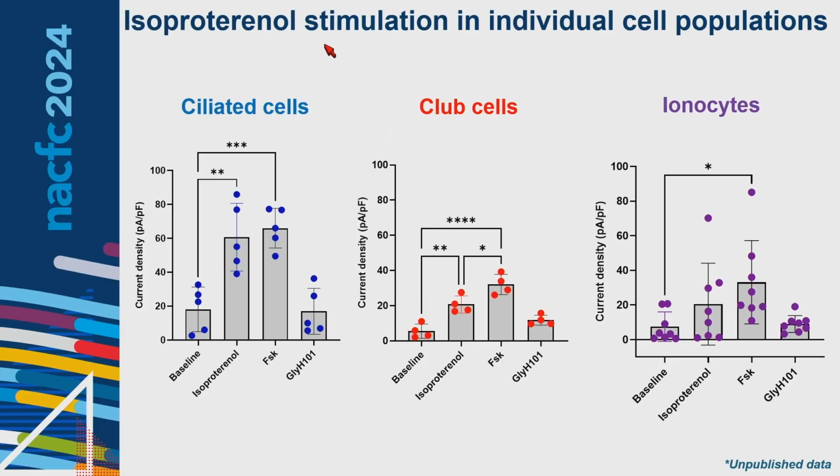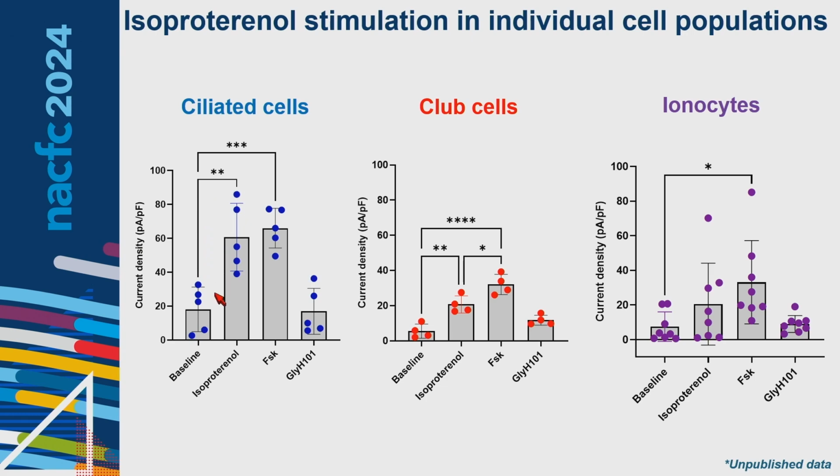When we move further to study the differential stimulation of these different cell types, we see that all 3 cell types can be stimulated by isoproterenol and forskolin. There was significant activation by forskolin for the ionocytes. For the club cells, there was a significant activation by isoproterenol, and also a significant increase in the activation for isoproterenol versus forskolin. And interestingly, in ciliated cells, we see a significant increase in the activation between the baseline and the isoproterenol.